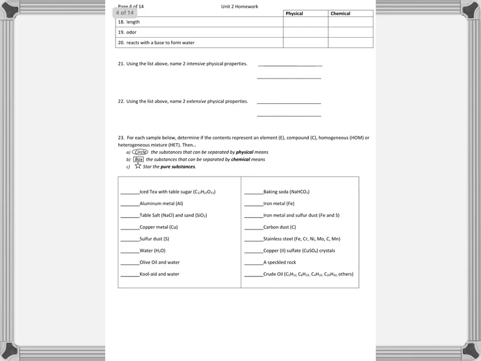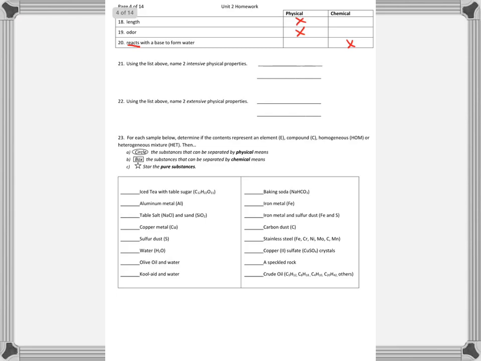Okay, the back of our homework. When we look at properties again, length, physical because we can observe it. Odor as well. Why? Because we can observe these properties without that substance changing to something else. Reacts, again, it has to change, so automatically that would be chemical.